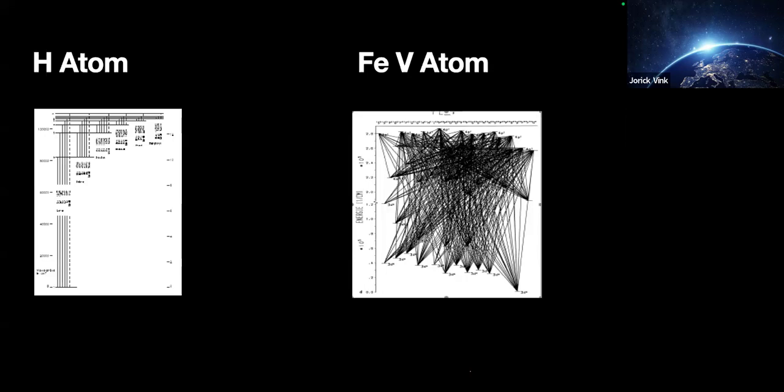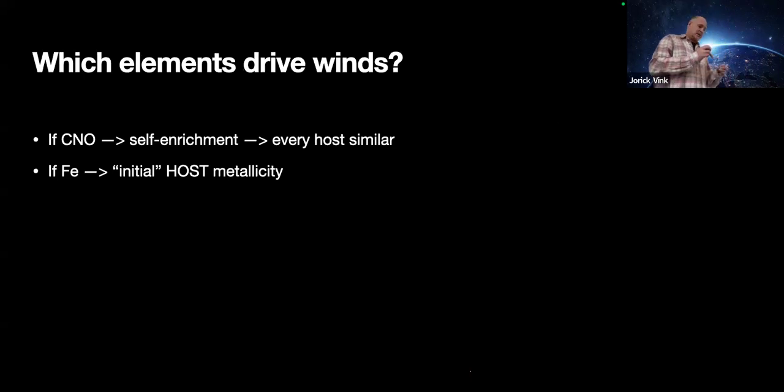But that is not necessarily true, because iron is already present at the very early stage. There's also initial carbon, but that's really irrelevant. The initial iron is potentially very important in driving winds, or the carbon that is made in the stars themselves. So that was the question I asked myself a long time ago now, but it is still relevant today.